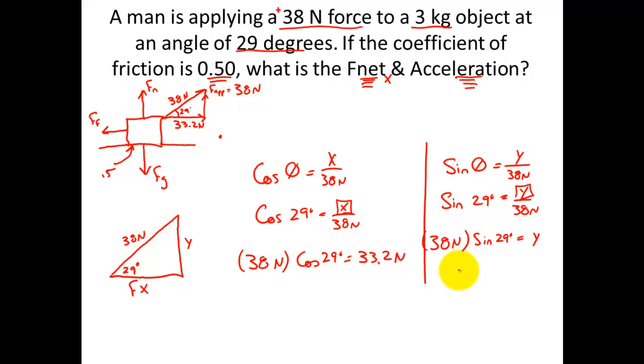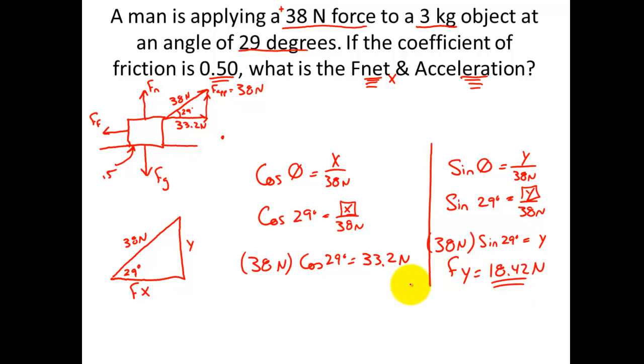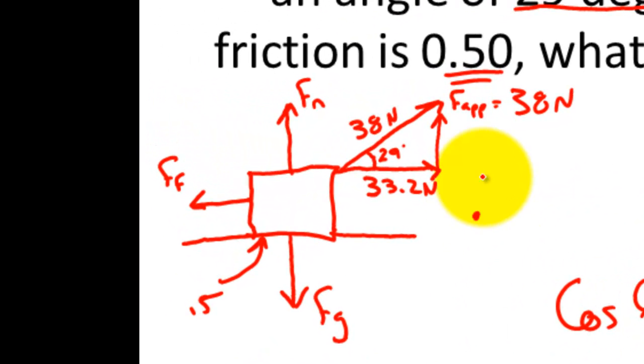What we find is that the force in the y direction, force applied y, is equal to 18.42. I'm just going to call it 18.4 newtons. So what we have here is the force that was applied at 38 newtons at a 29 degree angle to the horizontal.